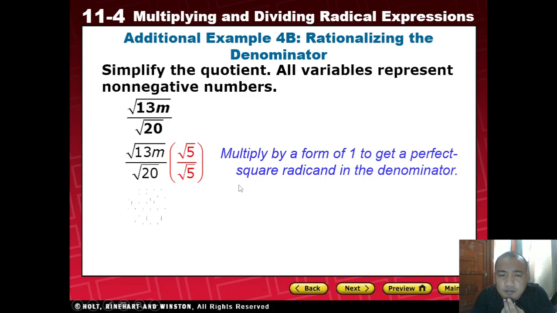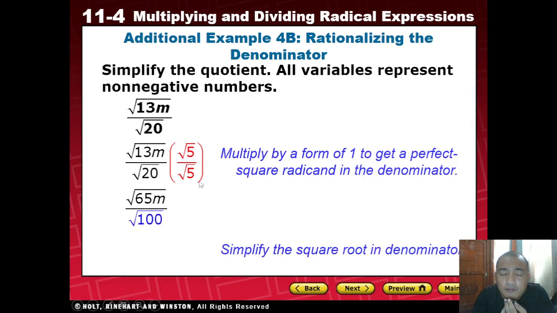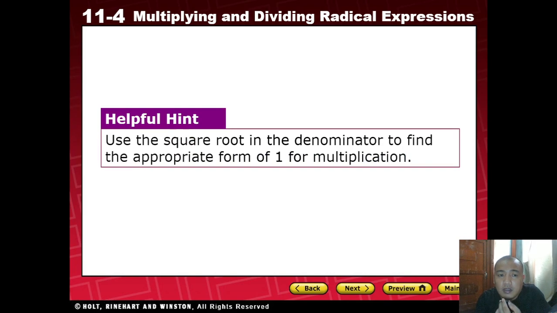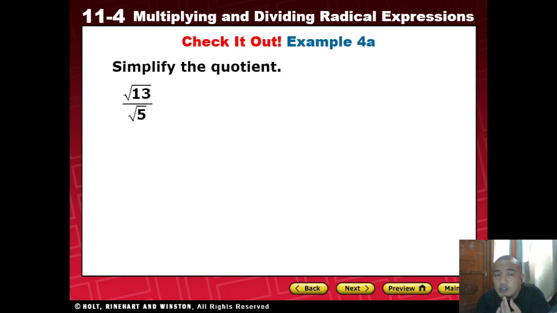By the product property of radicals, 13m times 5 is square root of 65m. 20 times 5 is square root of 100, and square root of 100 is 10. So this is now the answer. Simplify the square root in the denominator. Square root of 65m over 10 is the same as square root of 13m over square root of 20. For the hint, use the square root in the denominator to find the appropriate form of 1 for multiplication.